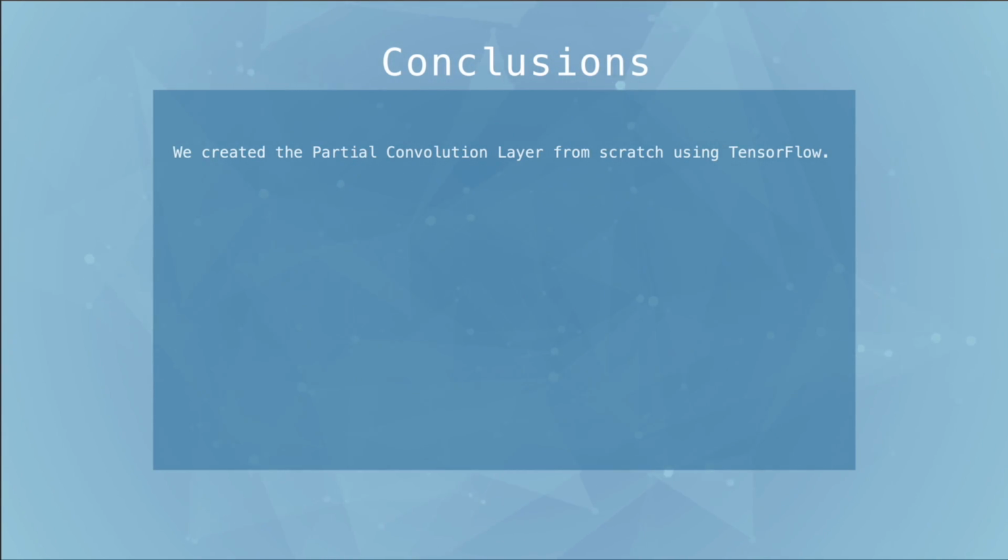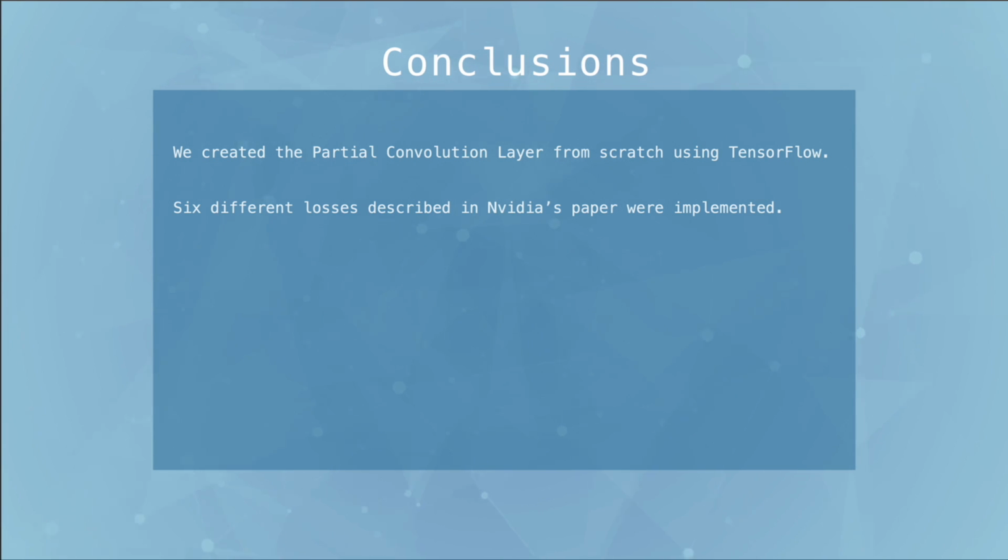The first step in this project was to modify the convolutional layers in the network by partial convolutions. This required us to modify the behavior of the skip connections and the way the network processed inputs in UNet's encoding and decoding paths. To do this, we created the partial convolution layer from scratch using TensorFlow. Six of the losses described in NVIDIA's paper were implemented, and it was interesting to see how they interacted together. We tried modifying each of their coefficients and observed that the per pixel loss and the style loss had the biggest impact on the results, while the total variation and perceptual losses were mostly for fine-tuning.